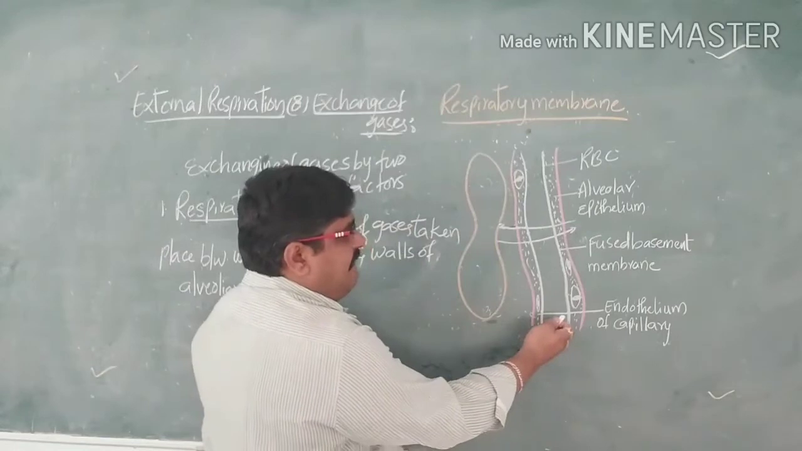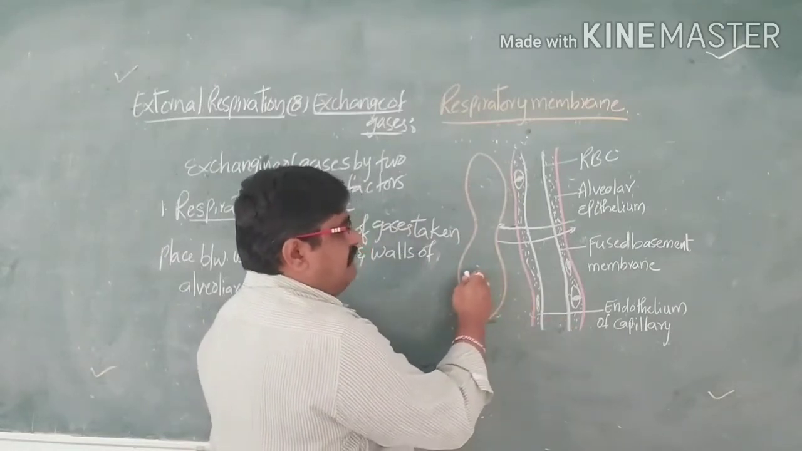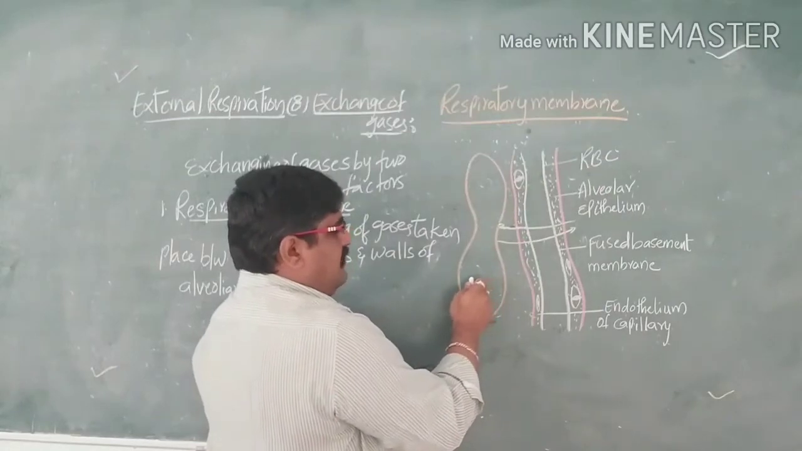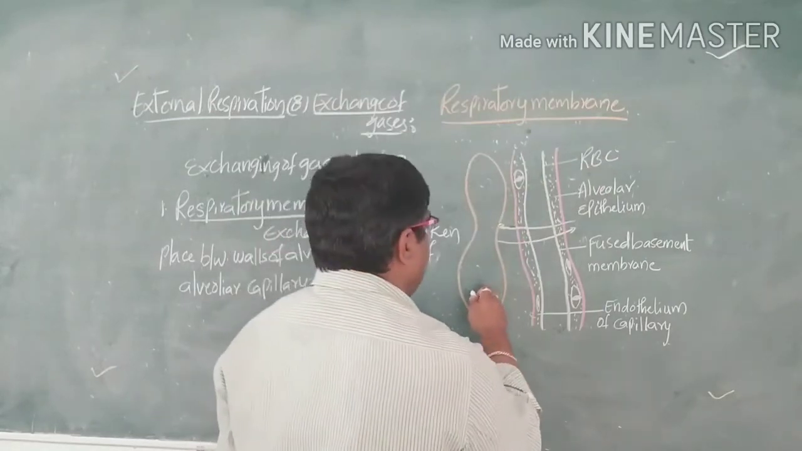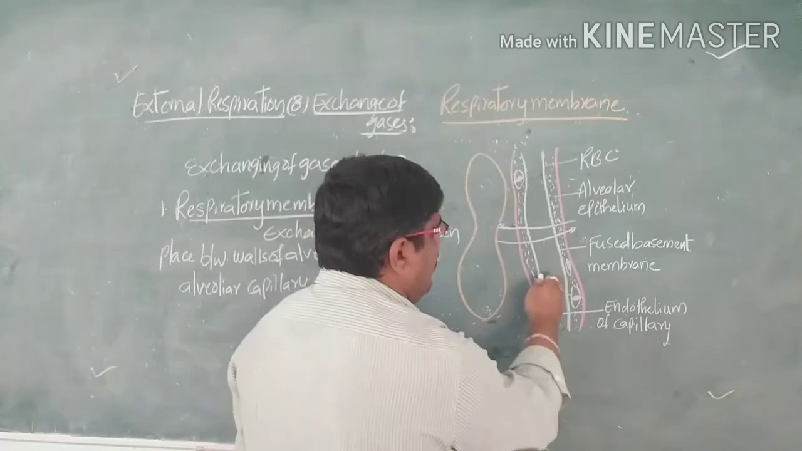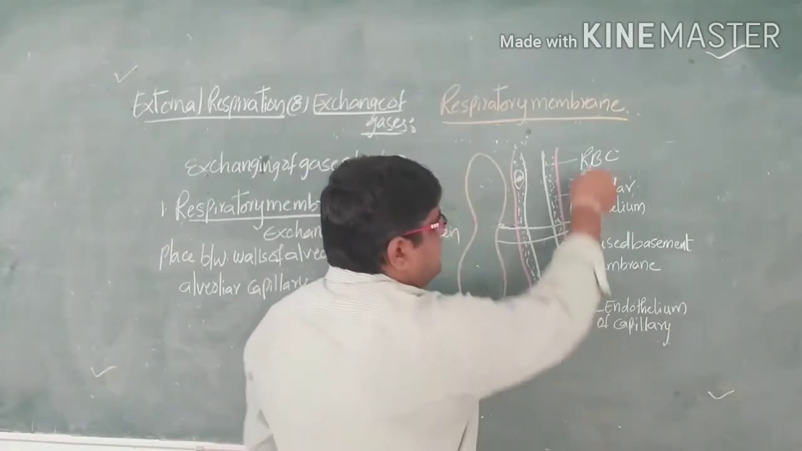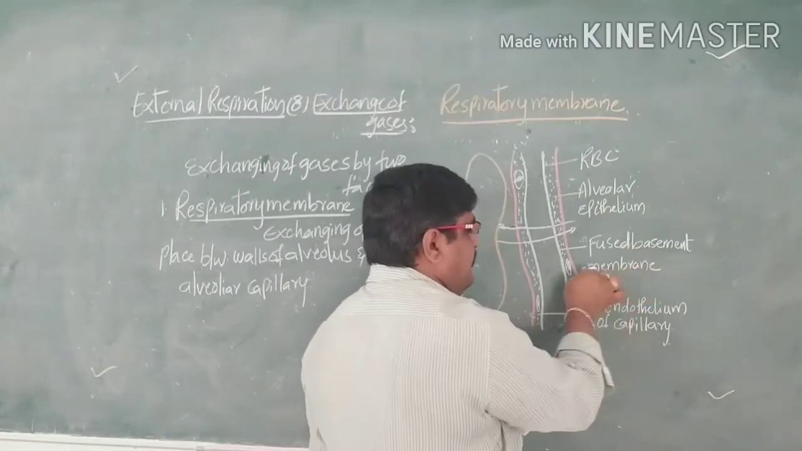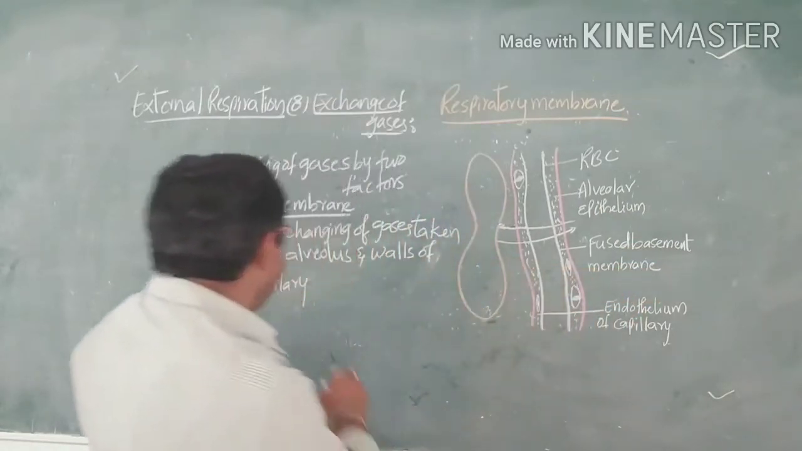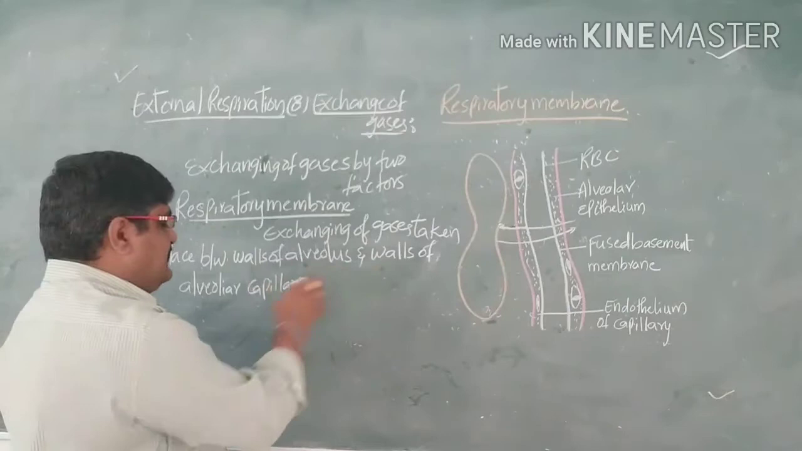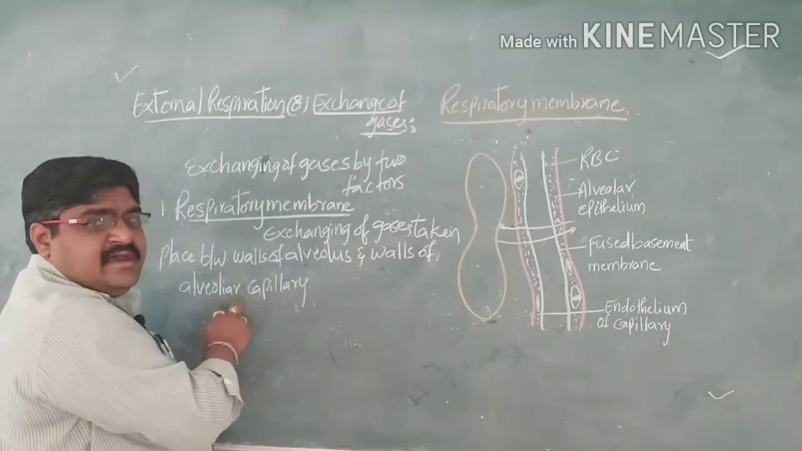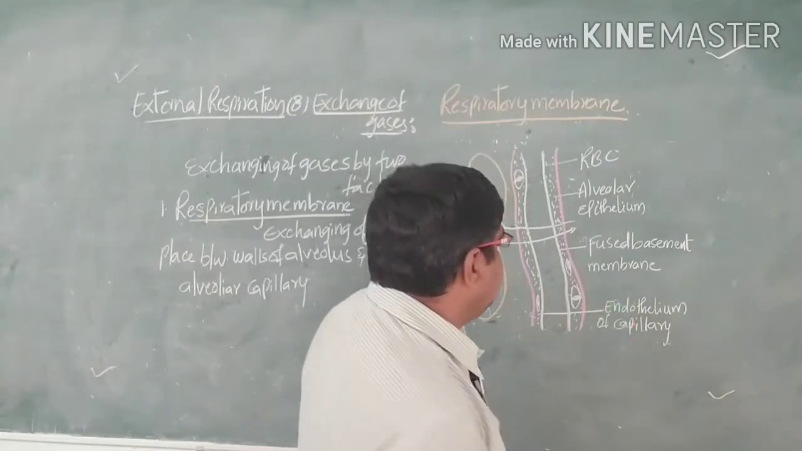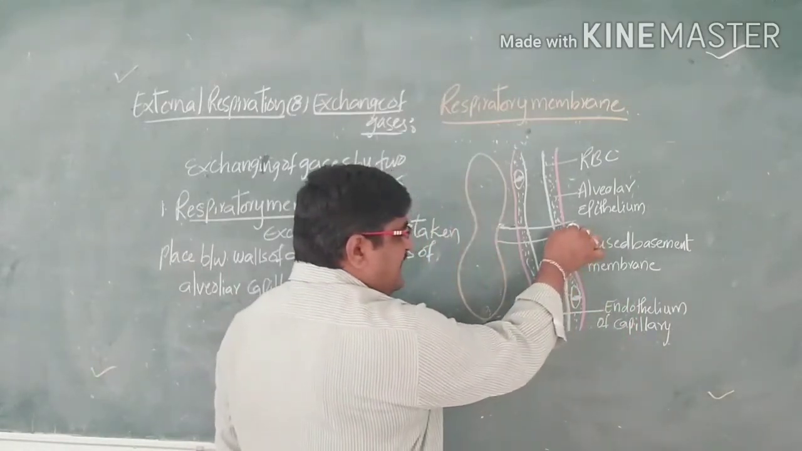Here you can see the RBC, and this is the respiratory membrane: the walls of the alveolus and the alveolar walls. Here the RBC, the alveolar epithelium, and the fused membranes are involved, along with the walls of the alveolar capillaries and the endothelium. So here the exchanging of gases takes place.